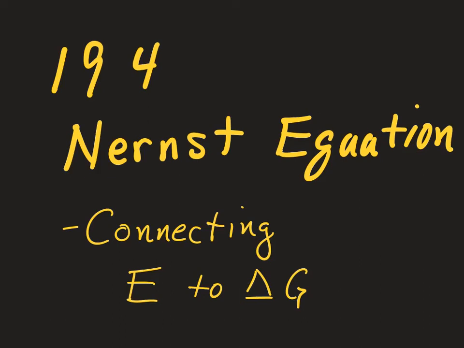In this video, we're going to connect our cell potential in volts to delta G, our chemical potential. And eventually we're going to come up with an equation we call the Nernst equation.